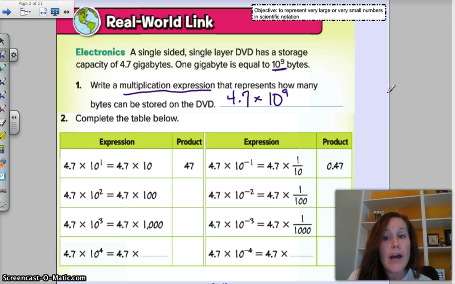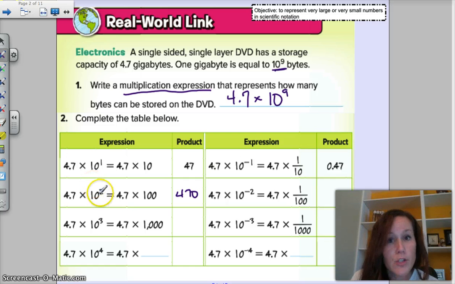Let's look at what patterns are going to happen as we multiply by 10 with a power. 4.7 times 10 to the 1 is the same thing as 4.7 times 10, and we get 47. Let's look at the second example. 4.7 times 10 squared, same thing as 4.7 times 100, so we're going to have 470. Notice how my decimal point moved 2 places this time, and my exponent was 2.